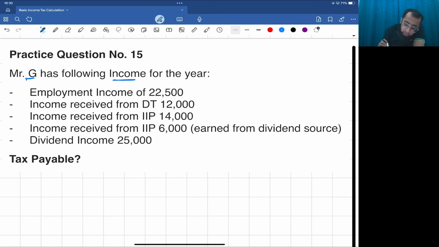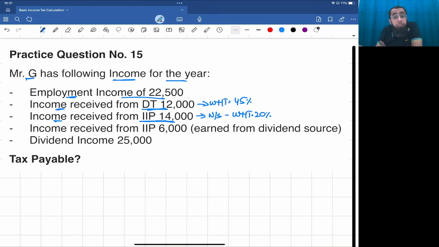Mr. G has the following incomes for the year. Employment income is 22,500, a simple non-saving income. Income received from a discretionary trust, the withholding tax will be 45%. Income received from IIP, the question is silent about where it was sourced. What was the source of income of the trust? So you assume it as non-saving, the withholding tax will be 20%.